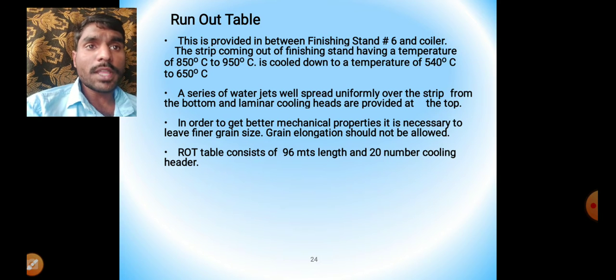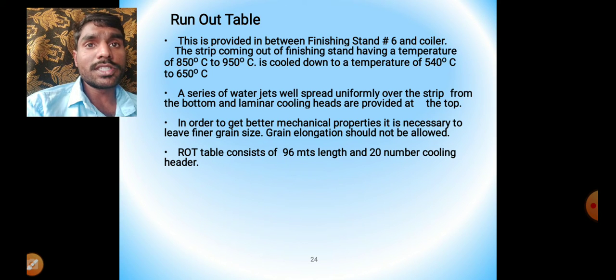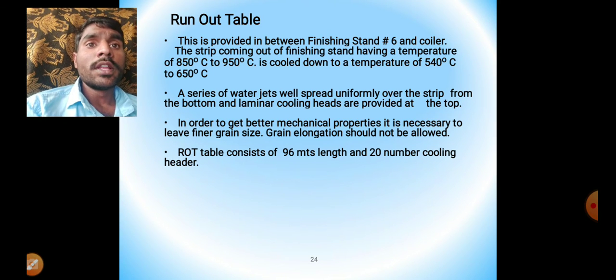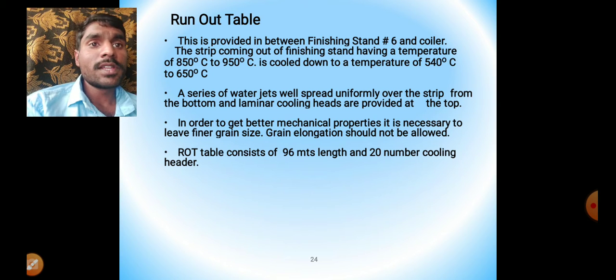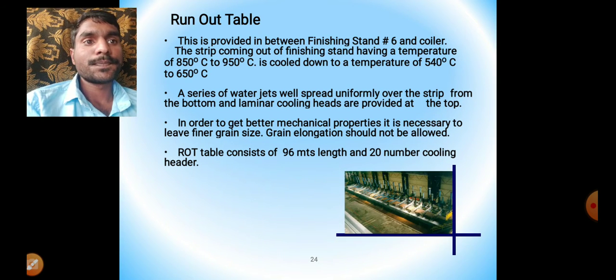In order to get better mechanical properties, it is necessary to obtain a finer grain size. Grain elongation should not be allowed. The ROT table consists of a 96 meter length and 20 headers. This is the ROT.